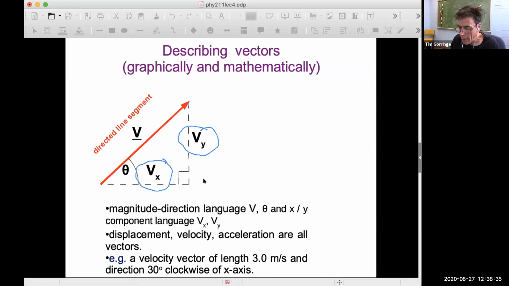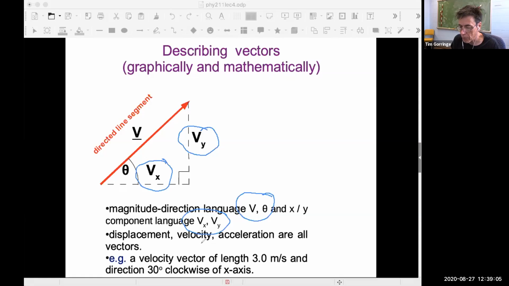So the important thing about vectors, just to summarize, is there are two distinct languages we'll be using to describe them. One where we specify the magnitude and direction. I've written it as v and theta here. And one where we specify the x and y components. I've written that as vx and vy here. And you can do this for all our types of vectors, the displacement, velocity, acceleration vectors, and any other vectors we're going to meet.